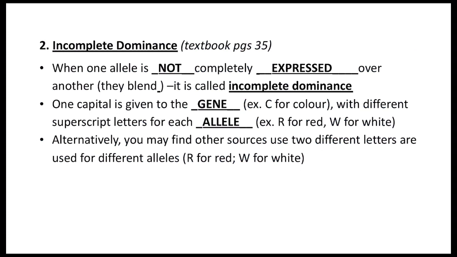So on occasion, you may come across using two different letters for two different alleles, i.e. R for red, W for white. This was used to give a way to distinguish from codominance, but usually this is used in older documents. So we're going to stick with the notation that I just explained to you, okay?